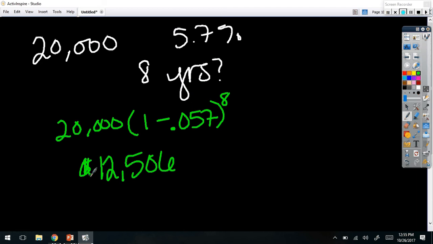All right, so that's growth and decay models. Does that make sense to everybody? Let's move on to money, everybody's favorite then.